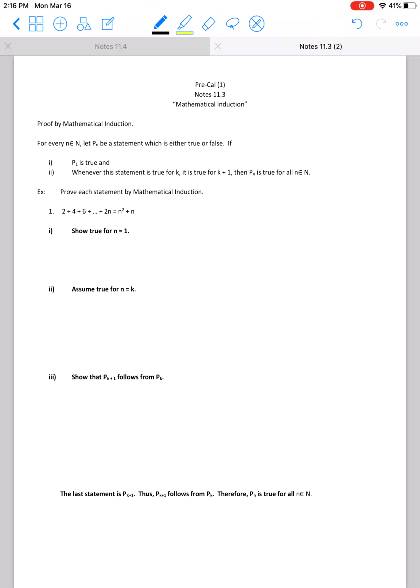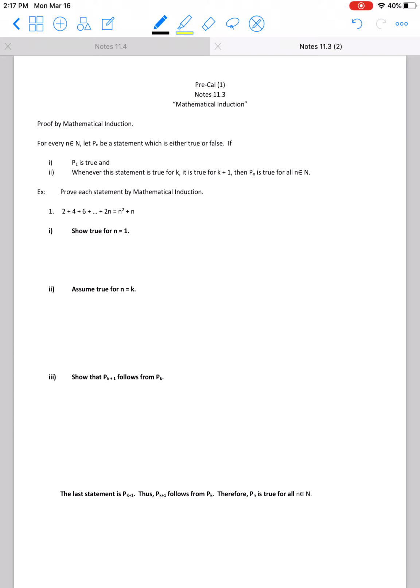This lesson is proof by mathematical induction. The purpose of induction is to validate why a formula for a particular series or sequence holds. And we're going to do this arbitrarily. So there are two things we have to do. One, we have to show that it's true for the first term, or for n equals 1. And then we have to show it's true for k, that it's true for k plus 1, and then it's true throughout all of where n is a member of the natural numbers.